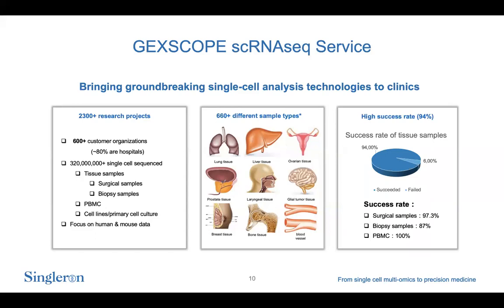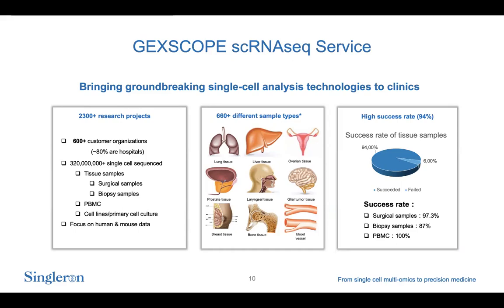At Singleron, we are experts in single-cell sequencing. And we have a lot of experience that comes from working on different research projects. So far globally, we have worked on more than 2,300 research projects. We have served more than 600 different organizations. And as an interesting fact, we have processed more than 300 million single cells.